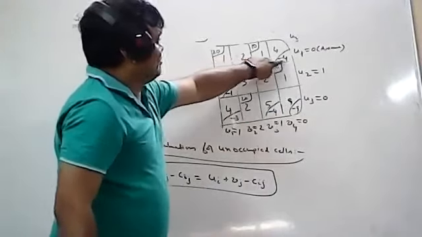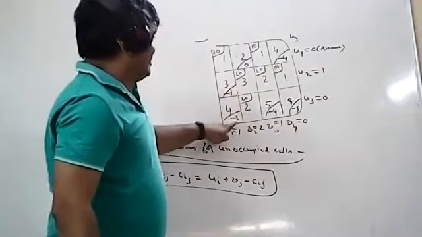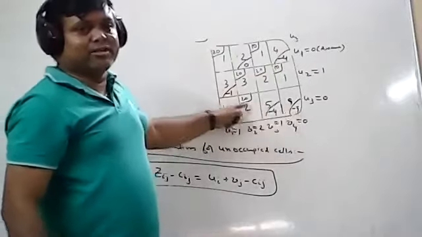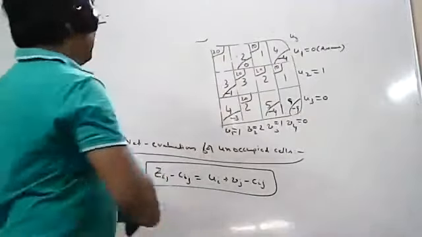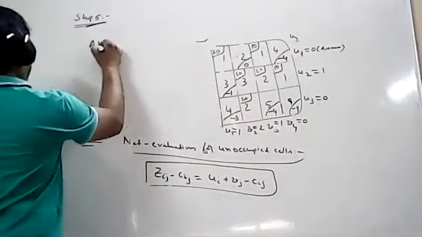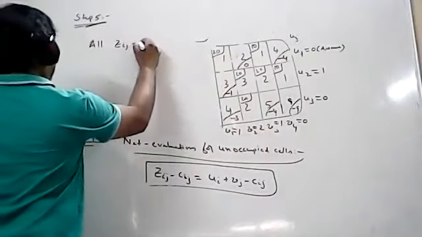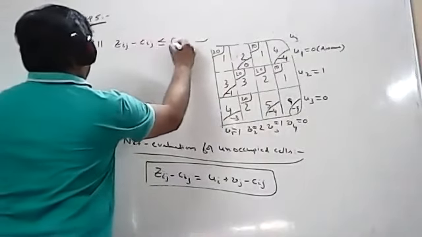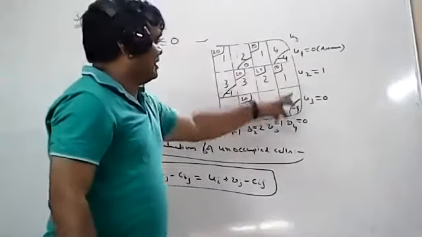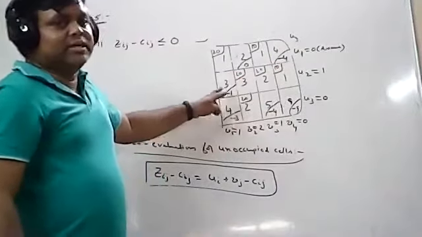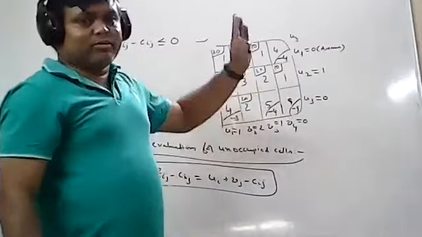This is 0, negative value, negative value, negative value, negative value, negative value. If you observe, you won't get any positive value. 0 is not positive, not negative. So that means all Zij minus Cij are less than or equal to 0. That means 0 or negative you are getting. Either 0 or negative. You won't get any positive value. If a positive value is there, you can go to the next step.